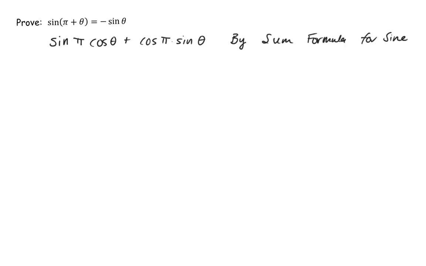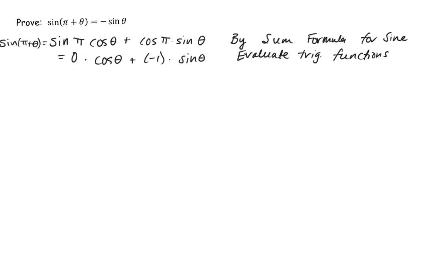And now I'm going to evaluate my function. Sine of pi is 0, and so that's still times cosine theta, and cosine of pi is -1. Okay, so simplifying that, we would get negative sine theta, and so I just showed that the sine of pi plus theta is equal to the opposite of sine theta. And we're done.